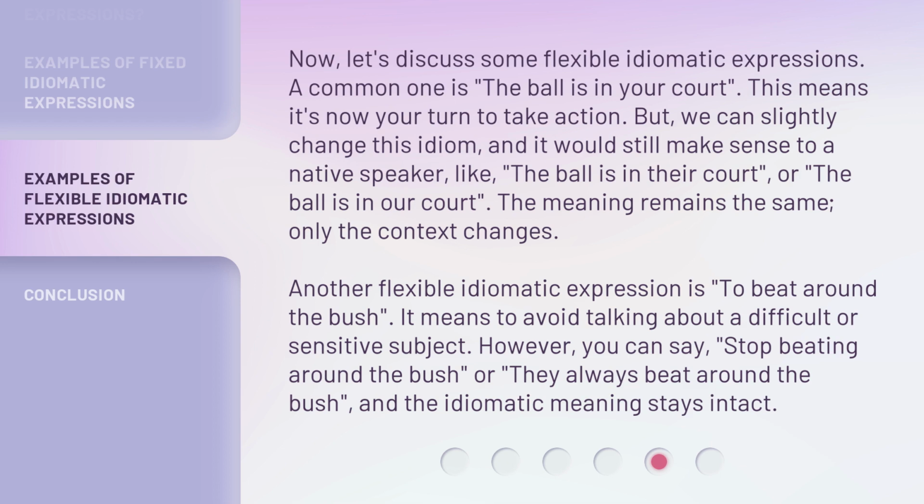Another flexible idiomatic expression is, to beat around the bush. It means to avoid talking about a difficult or sensitive subject. However, you can say, stop beating around the bush, or, they always beat around the bush. And the idiomatic meaning stays intact.